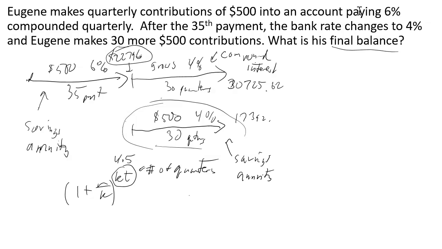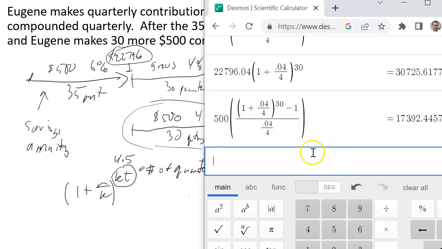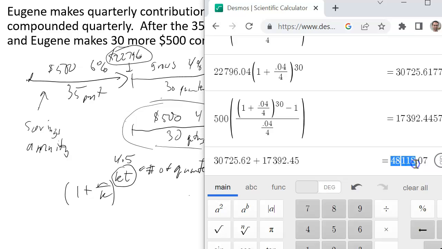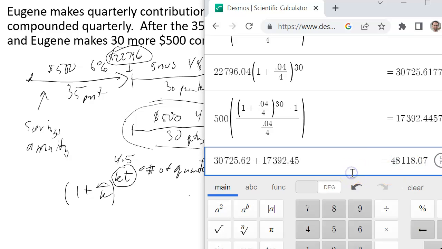Now, how much is his final balance? Well, his final balance is a combination of the amount that we accumulated from the original contributions and the amount we've accumulated here. So in my calculator, my final balance is going to be the $30,725.62 plus the $17,392.45 that I had built up from my second set of contributions. And my final answer for this problem is $48,118.07, the final balance in the account.